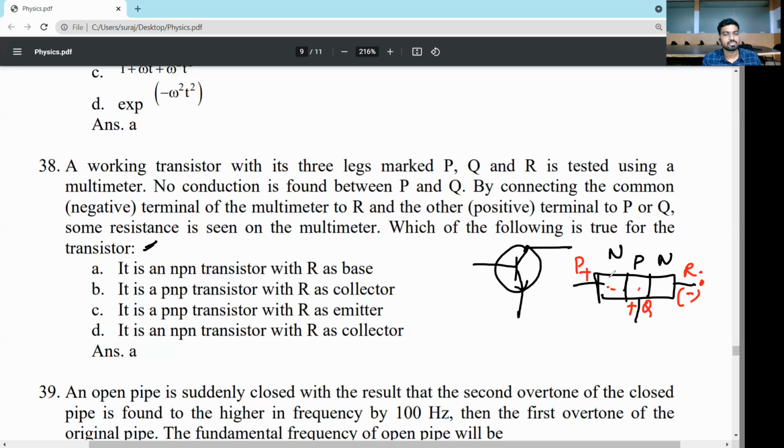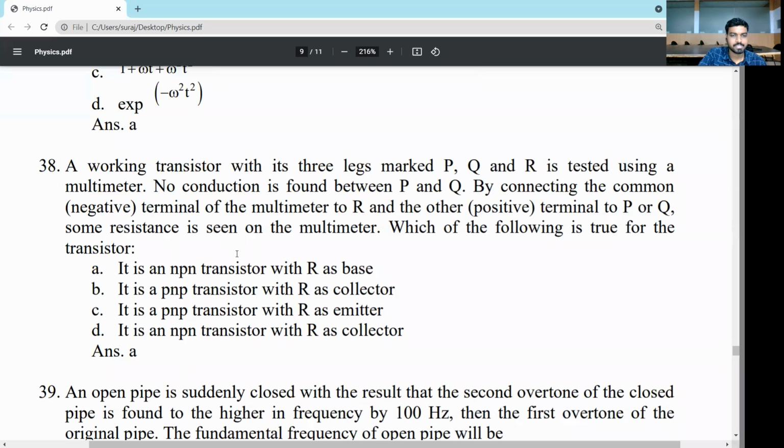Which of the following is true? Some resistance is seen in the multimeter. Now here it is, again, this is forward bias. Clear? So obviously this will be an NPN transistor. Next, 39.